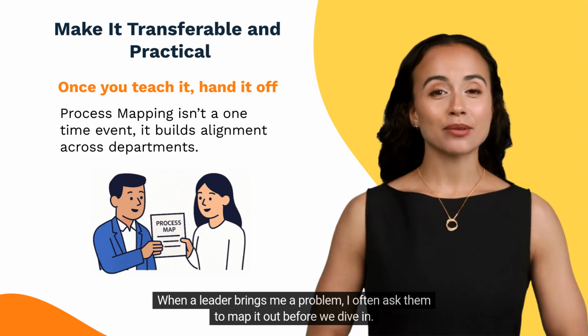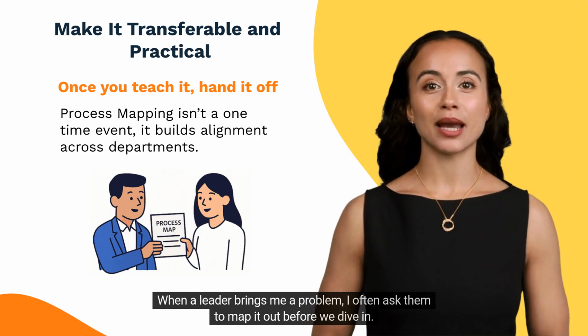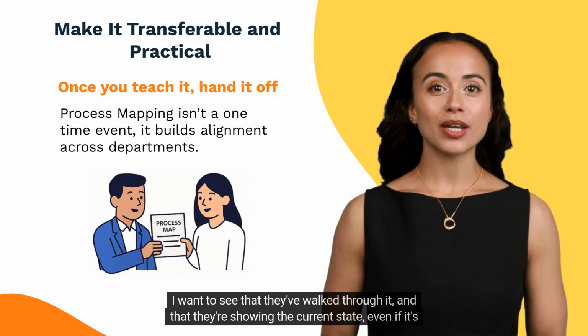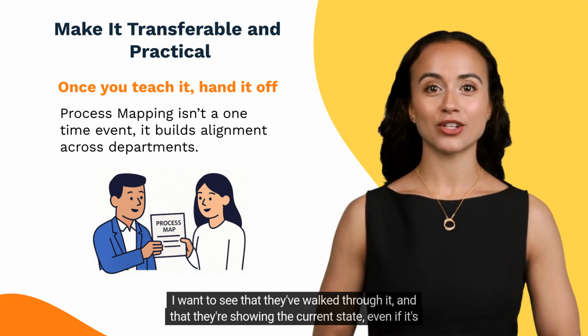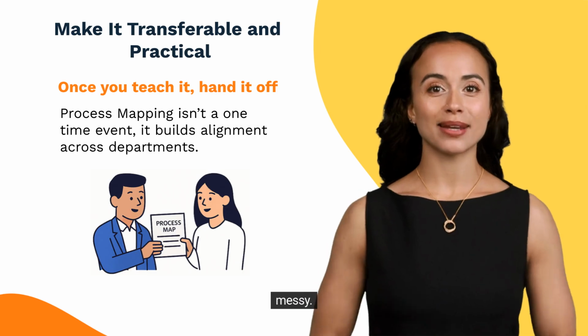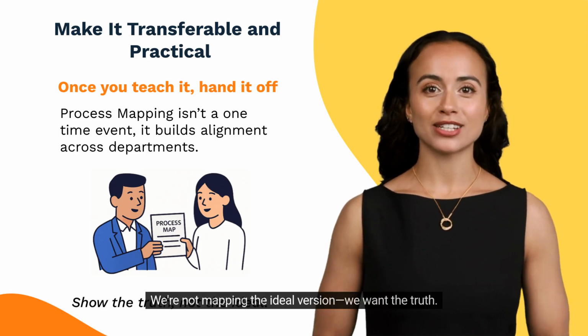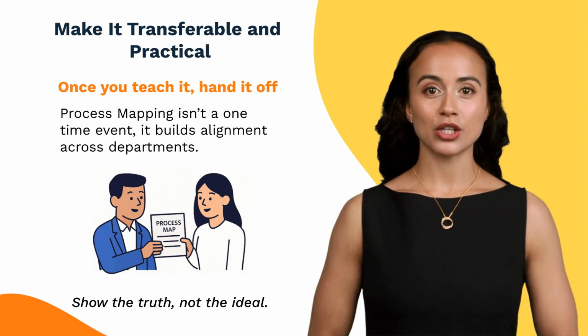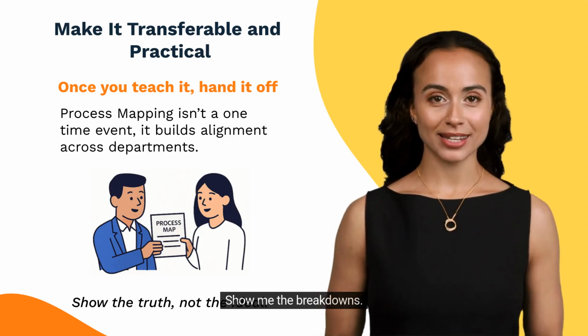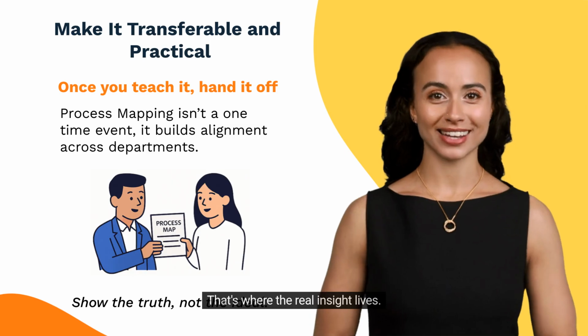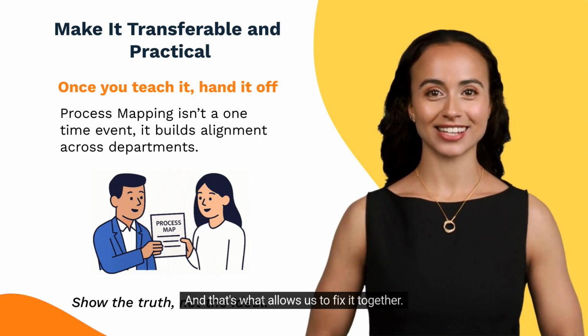When a leader brings me a problem, I often ask them to map it out before we dive in. I want to see that they've walked through it and that they're showing the current state, even if it's messy. We're not mapping the ideal version, we want the truth. Show me the chaos. Show me the breakdowns. That's where the real insight lives. And that's what allows us to fix it together.